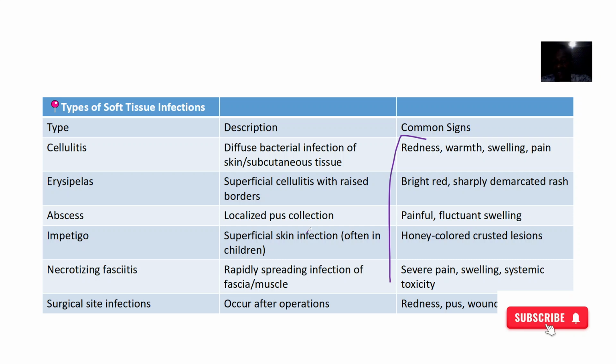So abscess is when there's now pus collection. Impetigo, superficial skin infection, mostly in children. Then we have the necrotizing fasciitis, which is a rapidly spreading infection of the fascia and muscles. Okay.